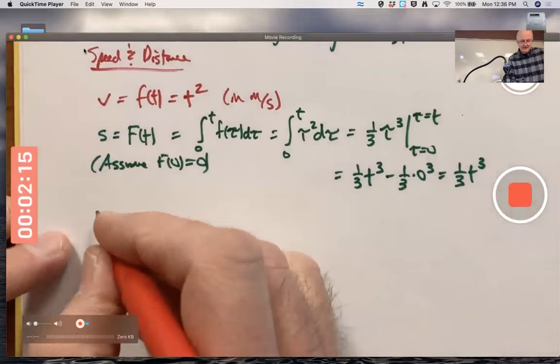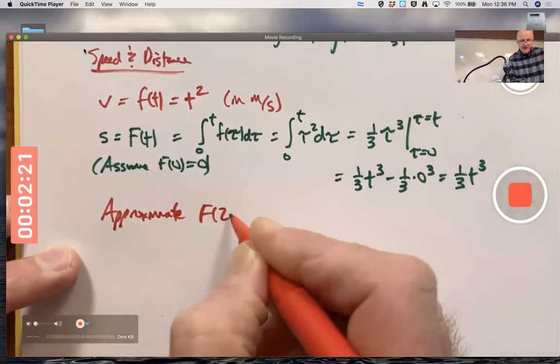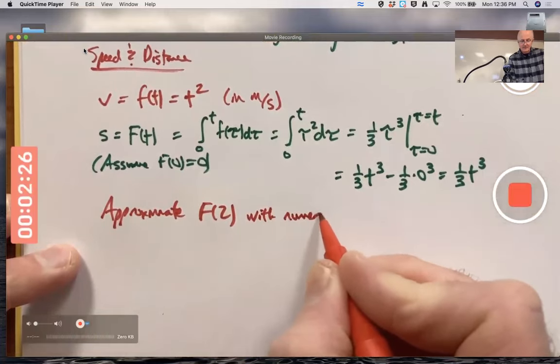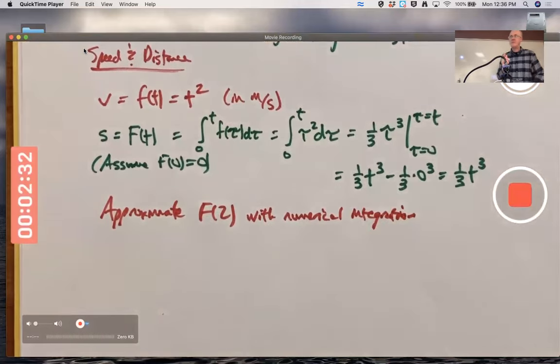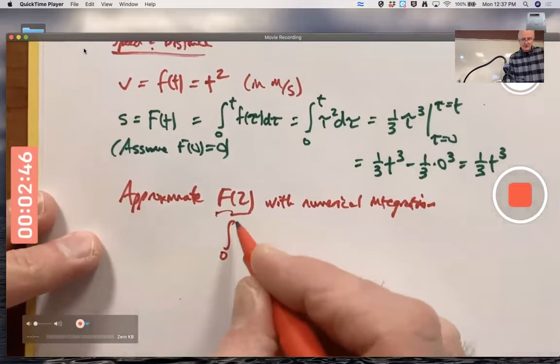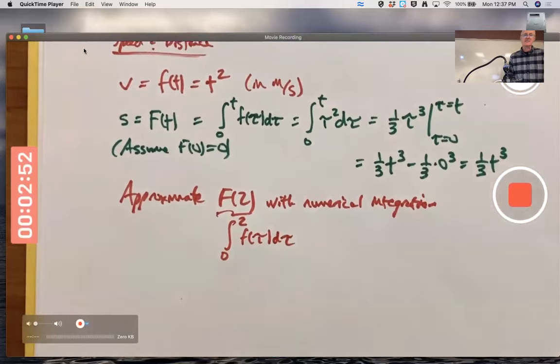Let's approximate capital F of 2, the distance traveled from time 0 to time 2, with numerical integration. We did do this before as well, but let's review it again with something new now. I want to think about things a bit more generally so that we can program Mathematica to do the numerical integration for us. So this is going to be the integral from 0 to 2 of little f of tau d tau, if you like. You could use a t there because the upper limit of the integral is no longer a variable.